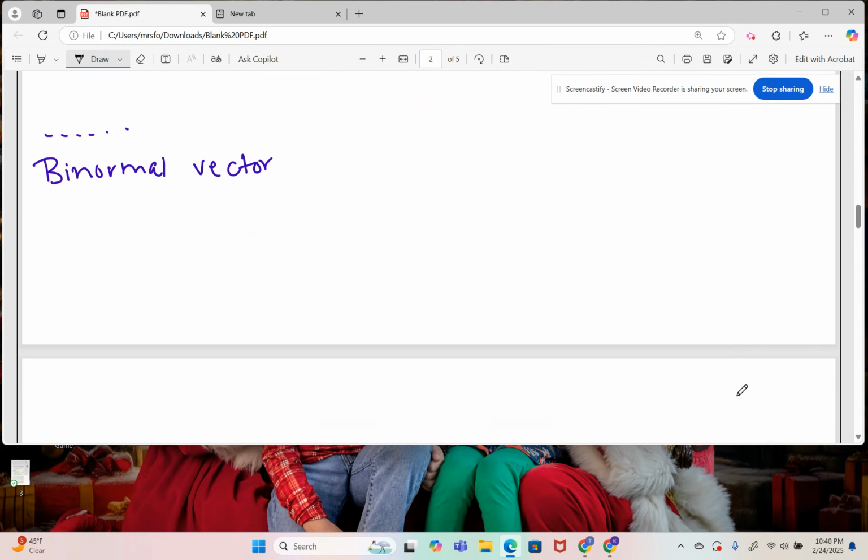So the binormal vector, we're going to use uppercase B. So vector B of t is going to be the unit tangent vector cross product the unit normal vector. So, because the binormal vector is defined to be the cross product of the unit tangent and the unit normal vector, we know that the binormal vector is orthogonal to both the tangent and the normal.